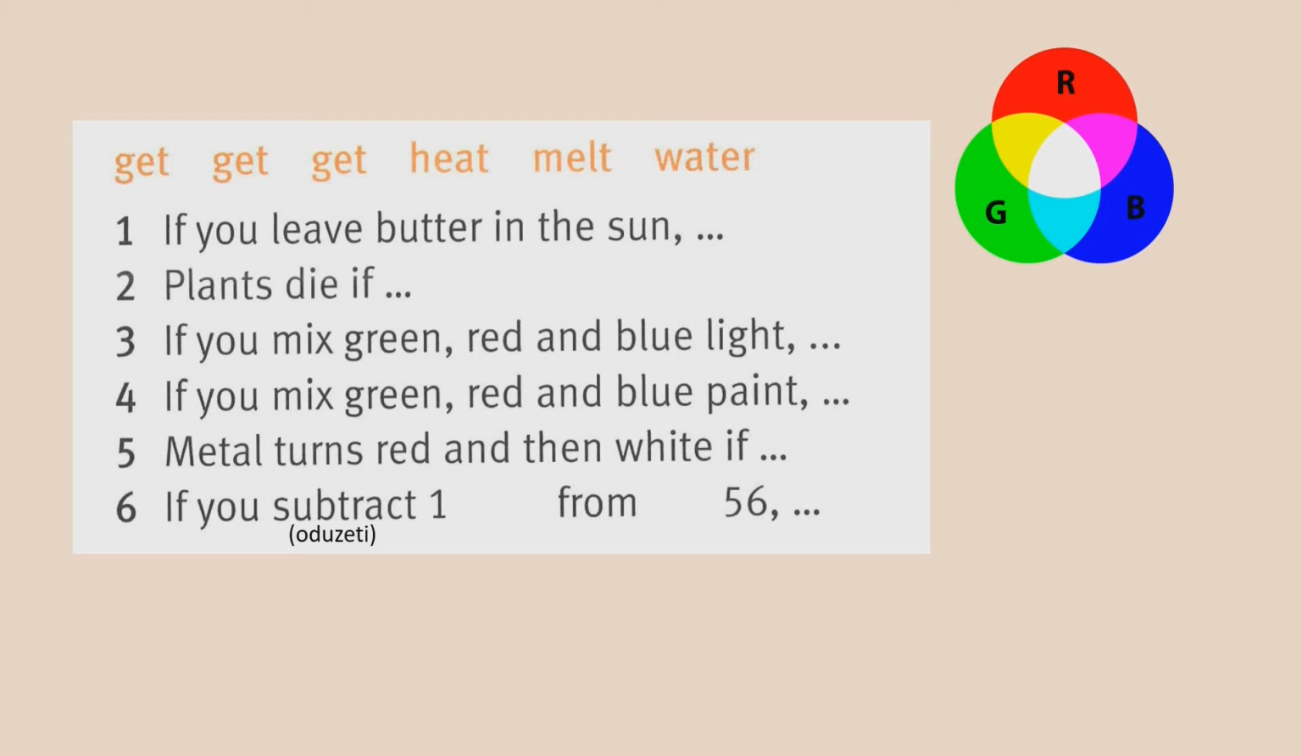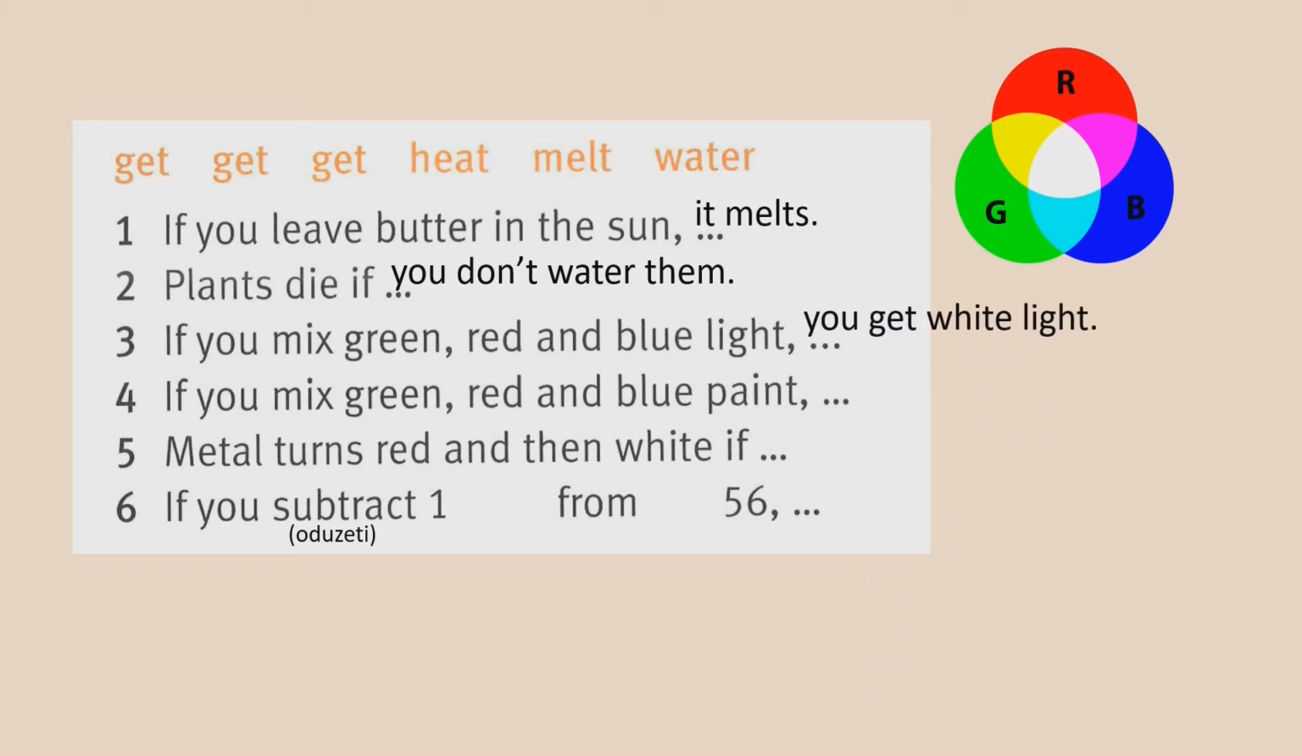If you leave butter in the sun, it melts. Plants die if you don't water them. If you mix green, red and blue light, you get white light. The same thing applies to sentence number 4. If you mix green, red and blue paint, you get white paint. Metal turns red and then white if you heat it, and if you subtract 1 from 56, you get 55.